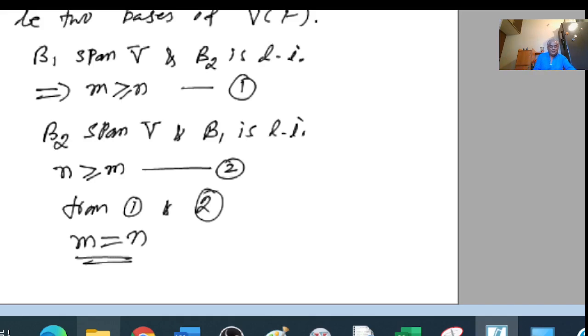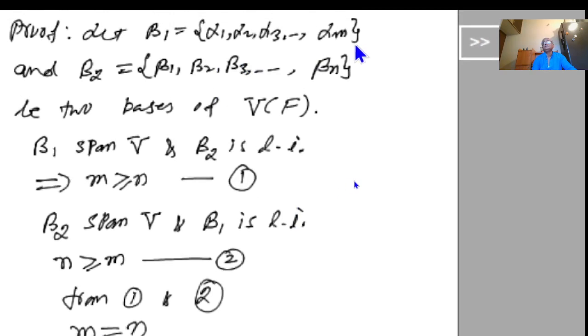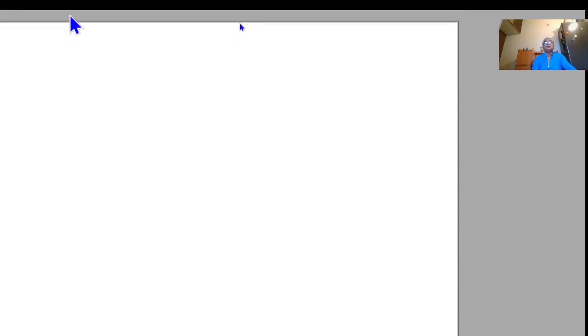Next we define dimension. Definition of dimension. Dimension is nothing but the number of elements in a basis, and already we have proved that any two bases have the same number of elements. Many bases are there, but all these bases have the same number of elements. That number of elements is defined as the dimension of that vector space.